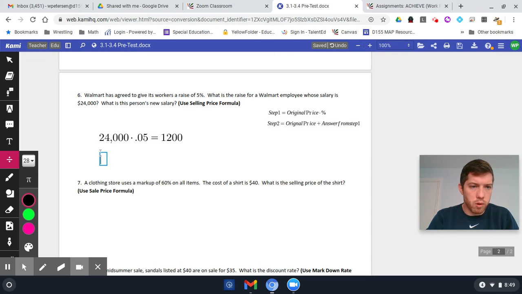So now step two, we're going to go down here. We're going to take our $24,000 and we're going to add our nice little raise of 1,200, and that is going to give us our final answer of $25,200. So it's always nice to get a little raise there, and then that would be our final answer.